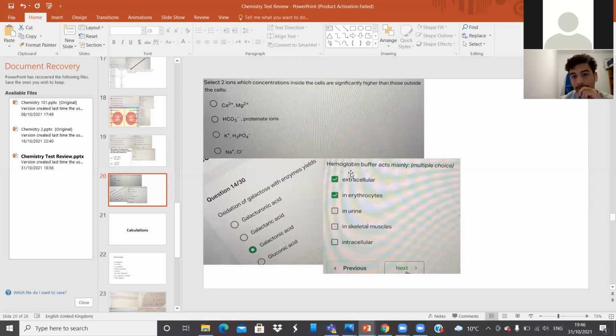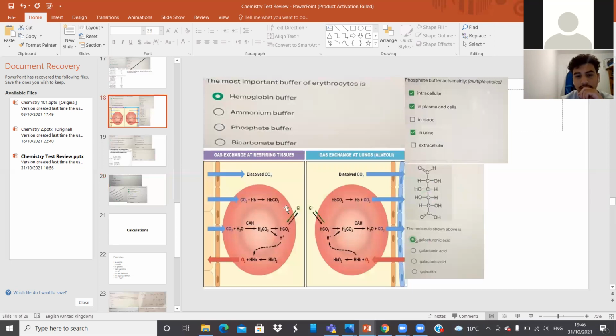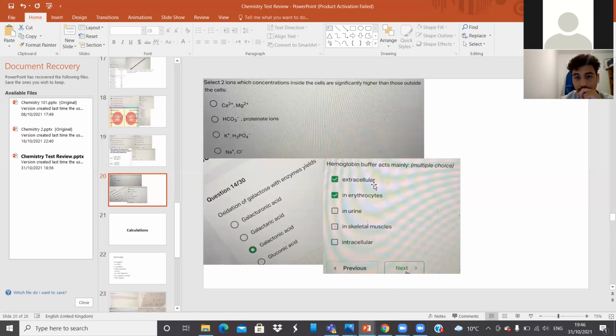Okay, so hemoglobin buffer acts mainly... okay, so first of all, extracellular, does it? No, it doesn't. It acts only inside the erythrocytes. It's not extracellular. That's correct. Urine? No. That's the bicarbonate and the phosphate. Skeletal muscle? No. We have another protein, which is myoglobin. And intracellular. That's correct, because it's inside the red blood cells, so it's intracellular.